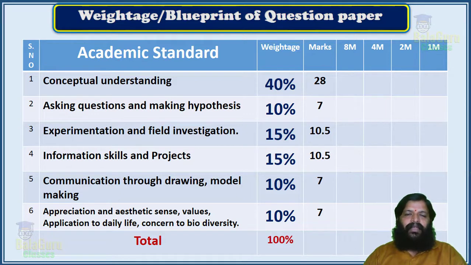Here, conceptual understanding is 28 marks, asking questions and making hypothesis 7 marks, experimentation and field investigation 10.5 marks, information skill and projects 10.5 marks, communication through drawing and model making 7 marks, and appreciation and aesthetic sense values, application to daily life, concern to biodiversity 7 marks.